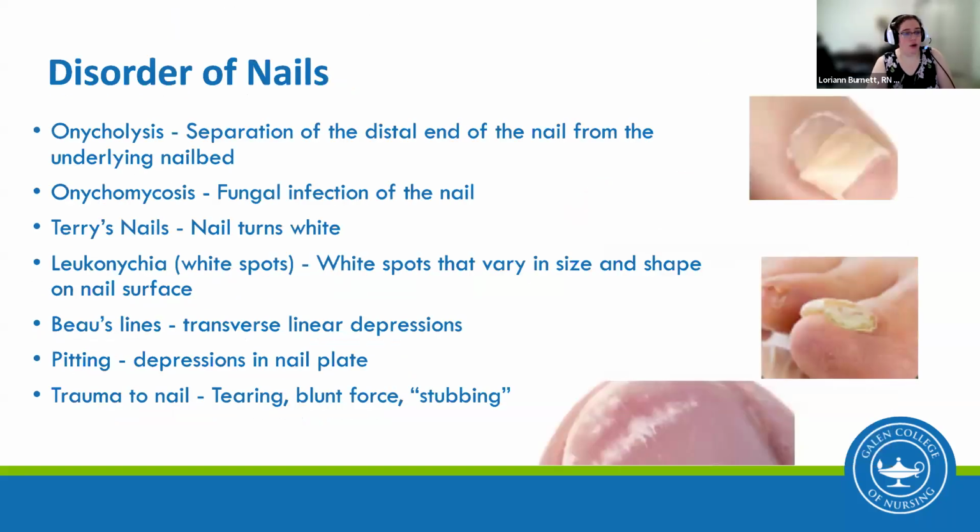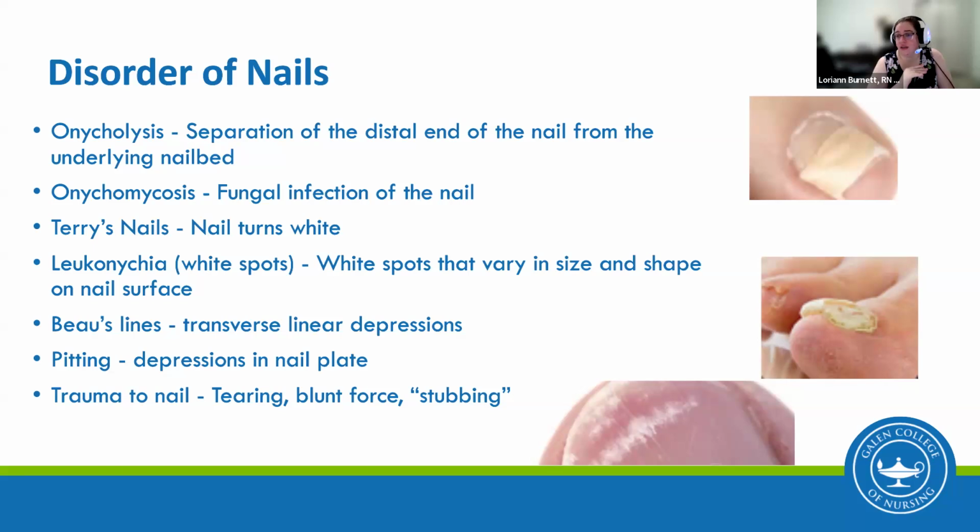So some vocab, onycholysis is the separation of the nail from the underlying nail bed. And we have this lovely picture right up here on the top. Onychomycosis is going to be a fungal infection of the nail. That's when the nail starts turning yellow, kind of greenish, almost like powdery.